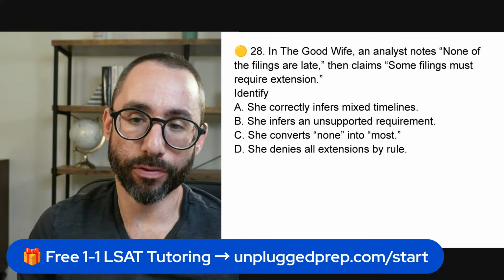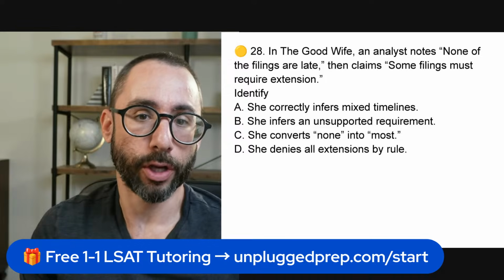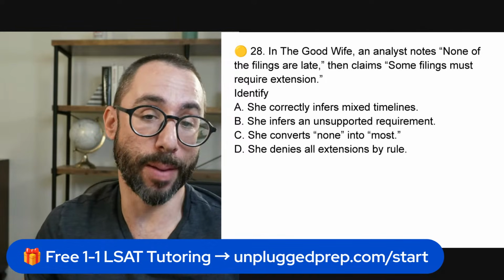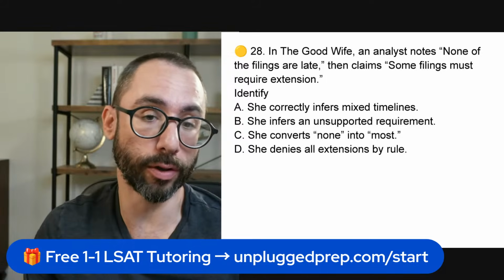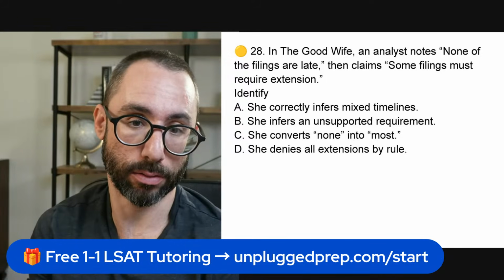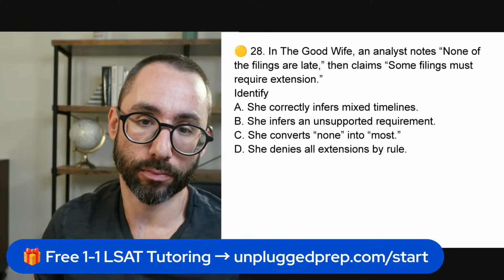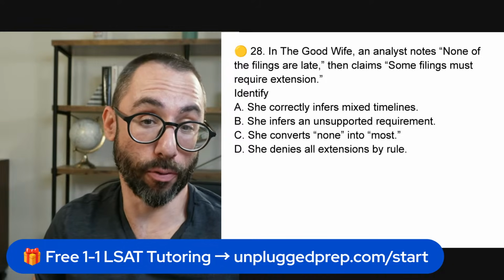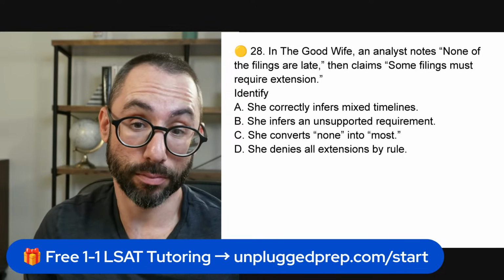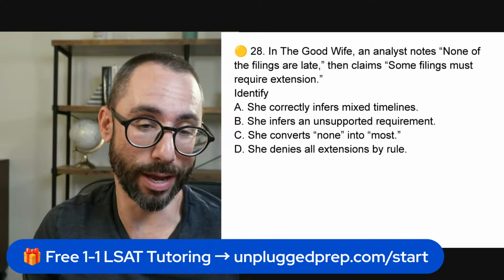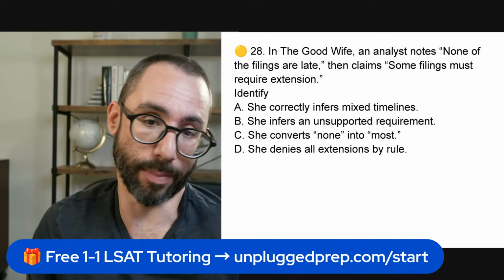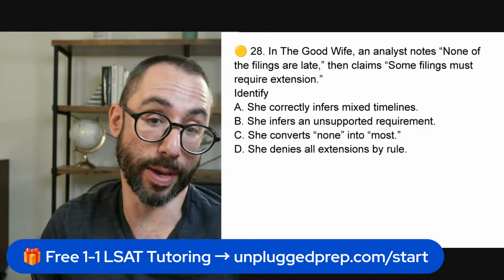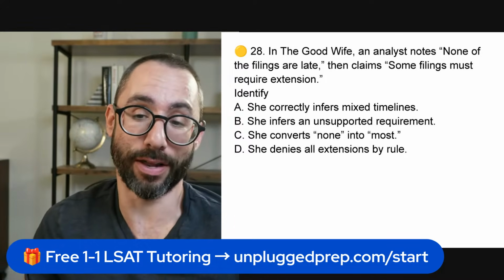So I see some folks saying A, where we have she correctly infers mixed timelines. And maybe some timelines were mixed, maybe some were early and some were on time, but regardless, none of them were late. So to me, her inference doesn't seem correct. Again, because if none of them were late, we're good. None of them need extensions. So she's making, in my view, an improper or invalid inference.